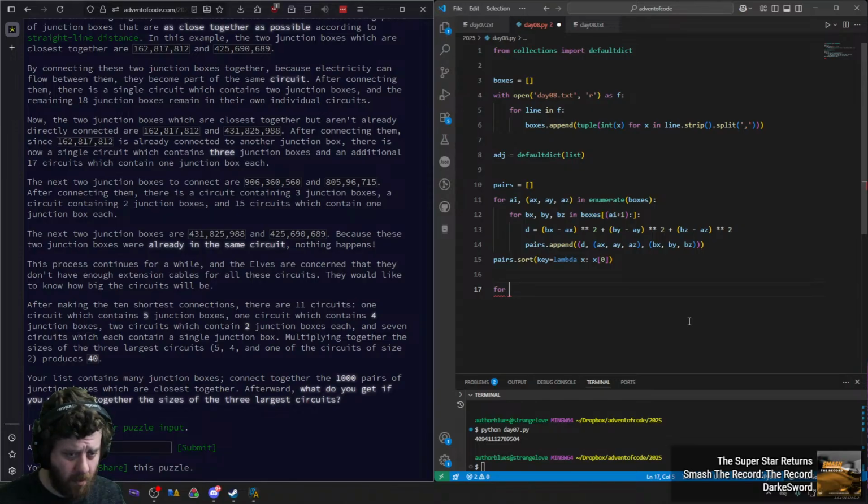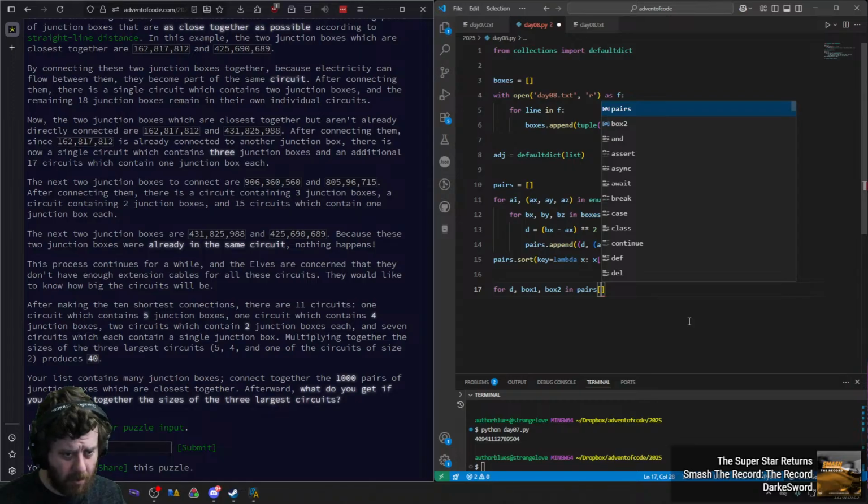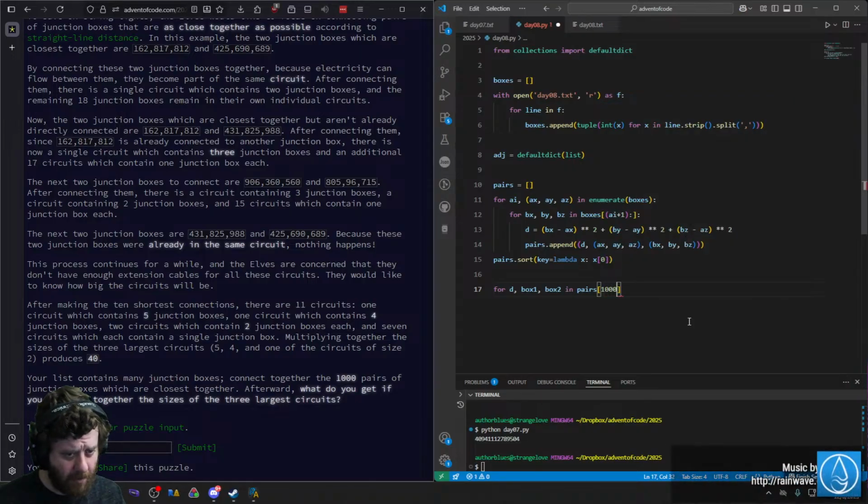For box 1, box 2 in pairs, up to just the first 1,000.